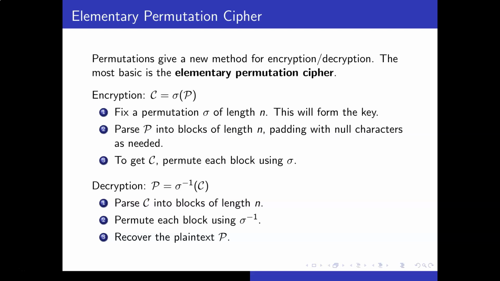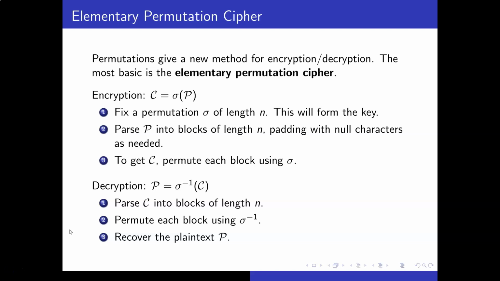To decrypt it, well, every permutation is invertible. We're going to use the inverse. All right, we take C, we parse it again into blocks of length equal to the length of the permutation. I permute each one of those blocks according to the inverse, and then I should recover the plaintext when I do that.